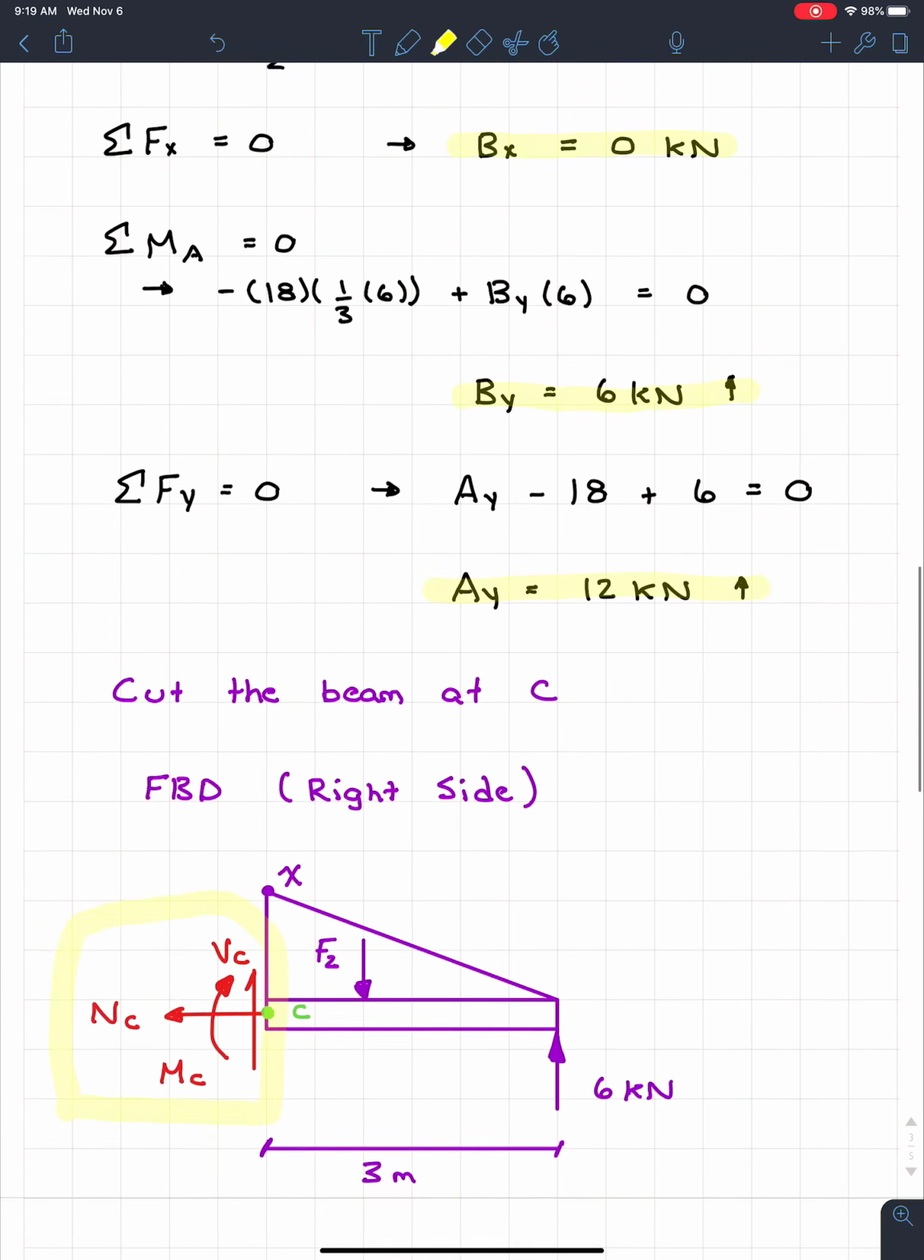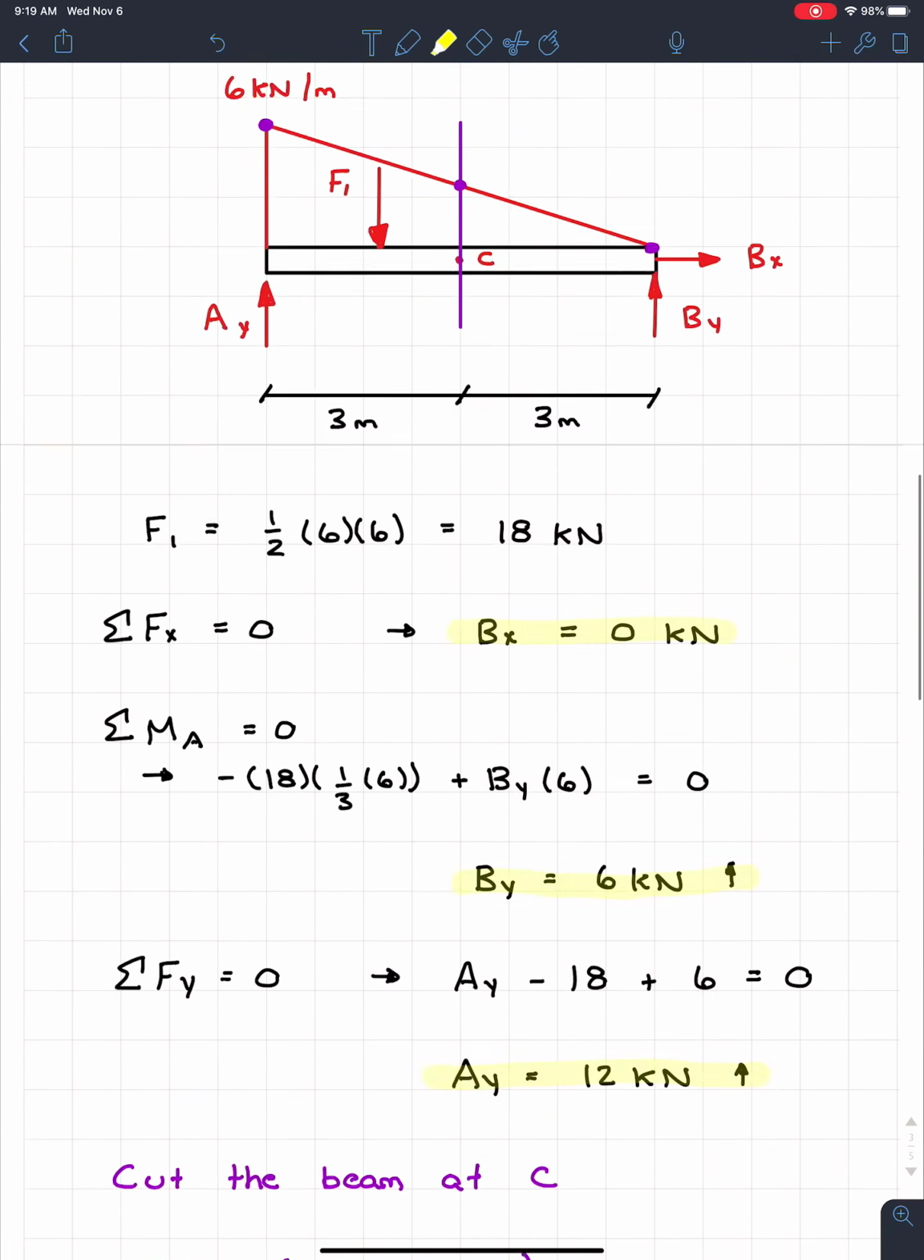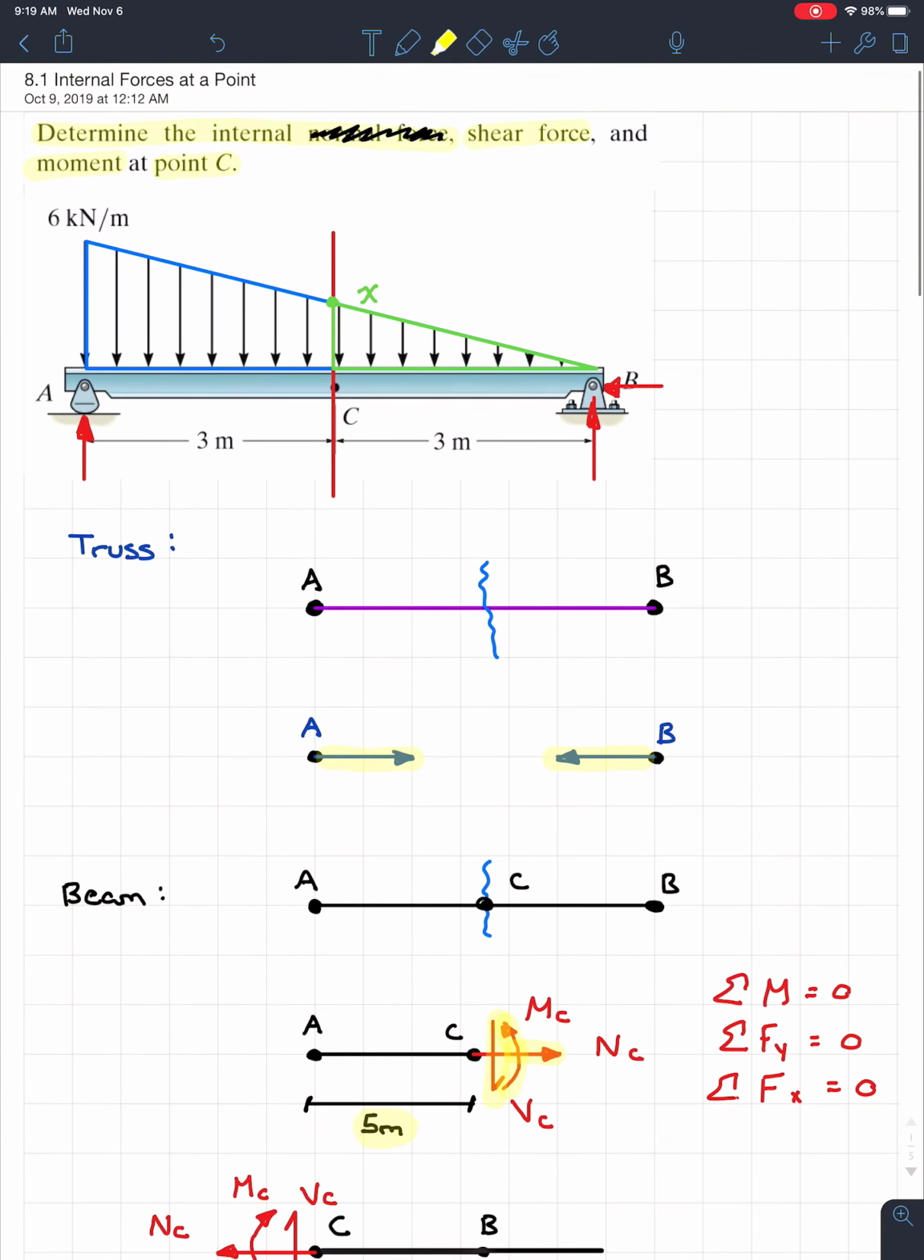So that concludes this example. We found the normal force, the shear force, and the bending moment at point C. And what you guys will see this week, that's it. And this is probably actually the hardest example this week because it's a linear distributed load. So if you guys can handle this one, you guys are good to go.